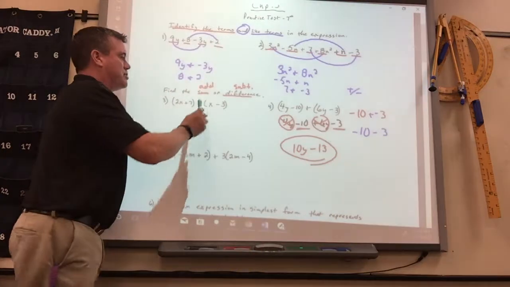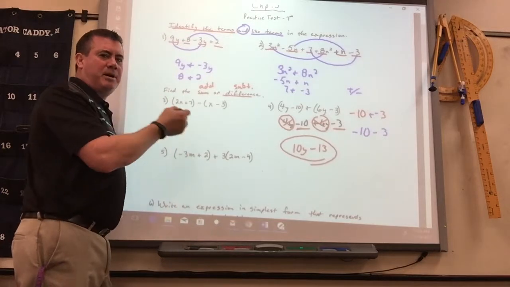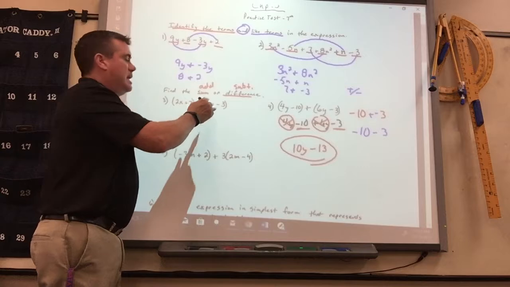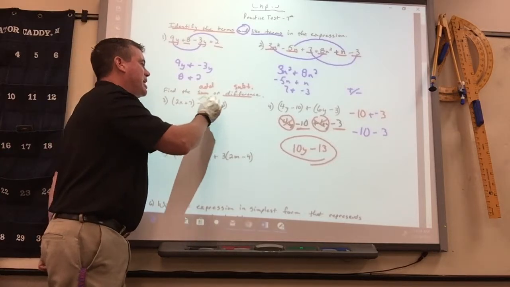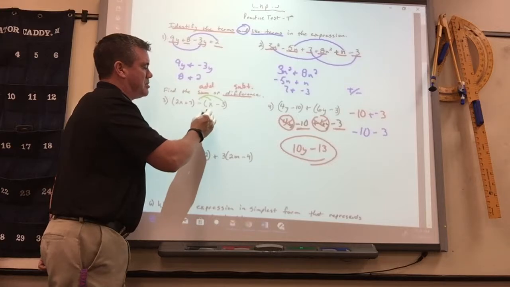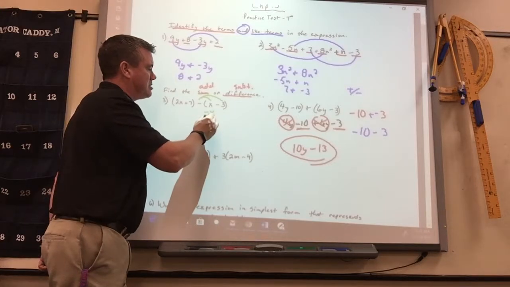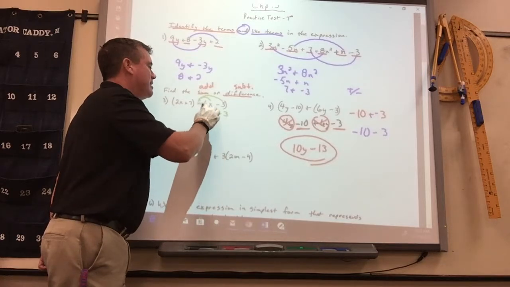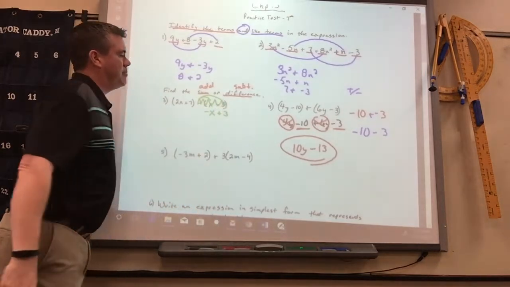Now, the subtract ones, if you remember, anytime there's a negative in front of the parenthesis, that means change the sign of everything inside. So since there's no sign in front of x, that means it's positive, so you subtract x. And then there's a minus, so that changes to plus. Then you're done with that.